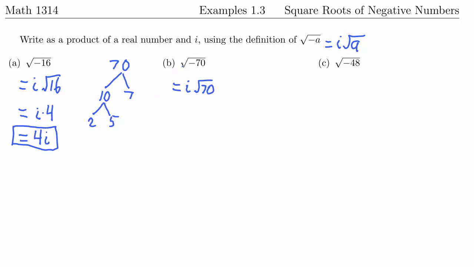Because we're dealing with the square root of 70, none of those are pairs, which means 70 cannot be simplified at all. So your answer is going to be I square root of 70.